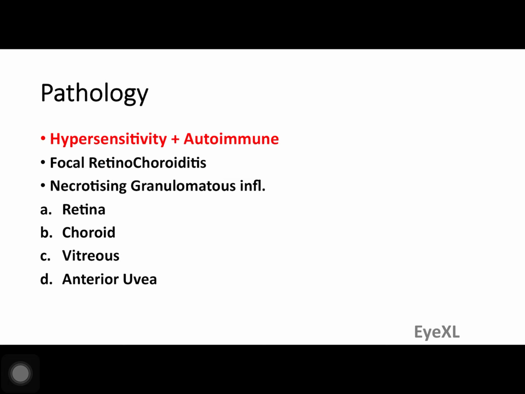So what exactly goes wrong when Toxoplasma enters the body? Two simple words: hypersensitivity and autoimmune response. It's actually four words, but hypersensitivity and autoimmune response are at the basis of the pathology of toxoplasmosis. What goes wrong in the eye? There is focal retinochoroiditis. Why do I call it focal? Because only certain areas of the retina are affected at a particular point of time. The entire retina or diffuse retinal involvement does not happen.